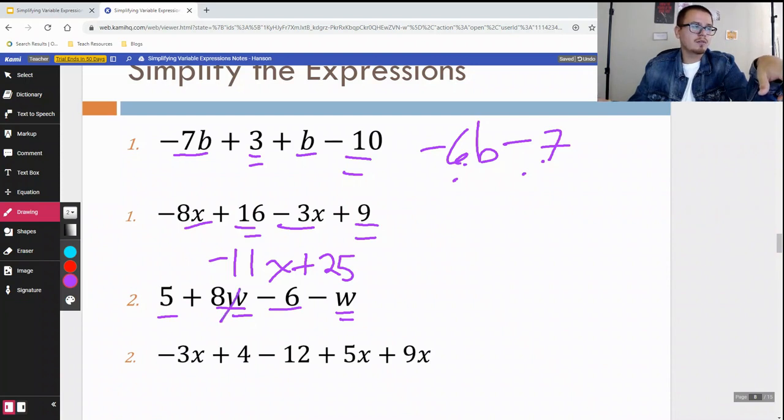So 8w and negative w. If I take a w away, I got 7w. And a 5 and a negative 6. Negative has the bigger absolute value, so it'll be negative 1.